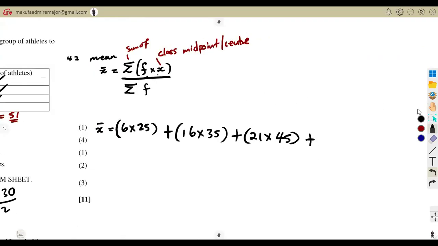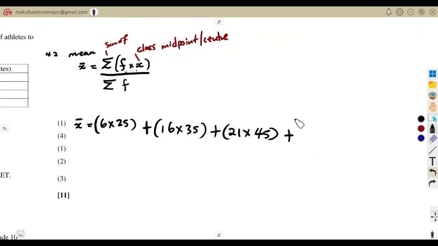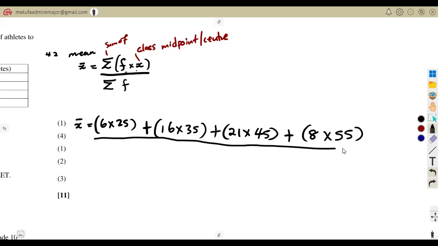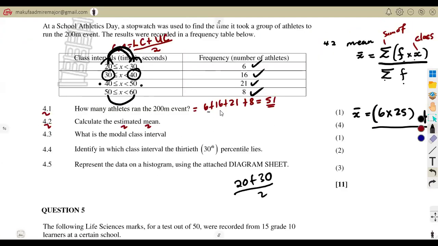You do the same thing on the last one. The frequency is what? 8. 50 to 60, you do the same thing. 50 plus 60 divided by 2. So that's the frequency, remember, which is 8. Then from 50 to 60, class center or class midpoint is going to be 55. So this is the sum of frequency times class midpoint over what? The sum of frequencies, of which you calculated here, because these were the frequencies that you're adding here. So already the sum, we calculated this.